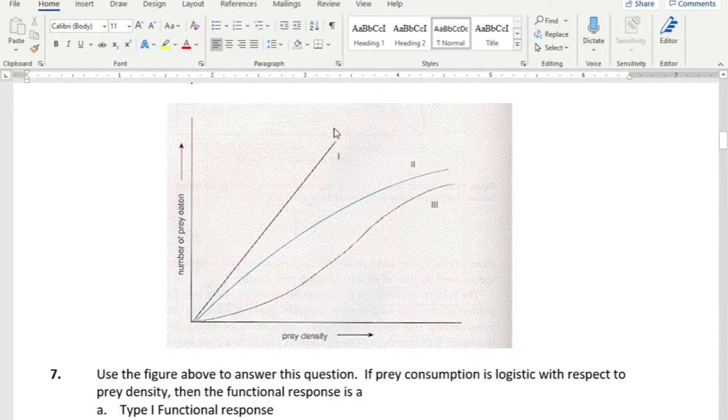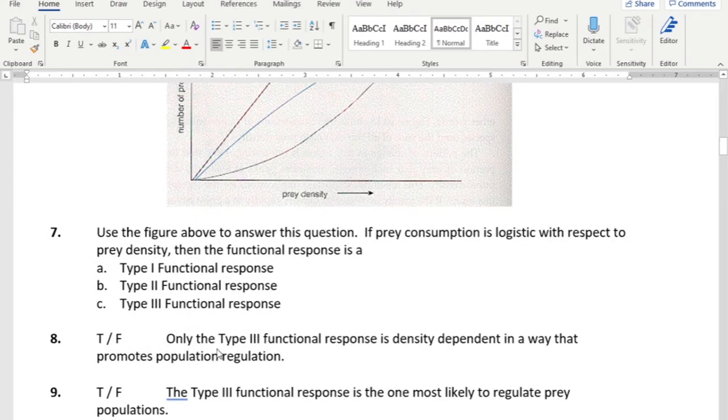Okay, so a type 1 functional response is linear. A type 2 functional response is asymptotic. The logistic functional response is this one. Think about logistic population growth that produces exactly this kind of curve. So if it is logistic with respect to prey density, then the functional response is a type 3 functional response. So the correct answer for 7 is C.